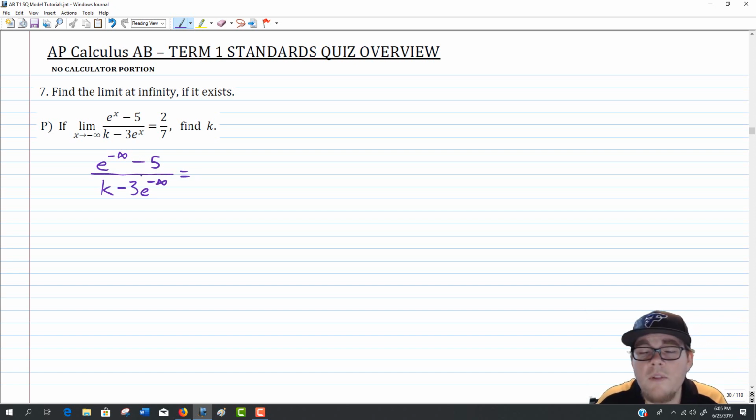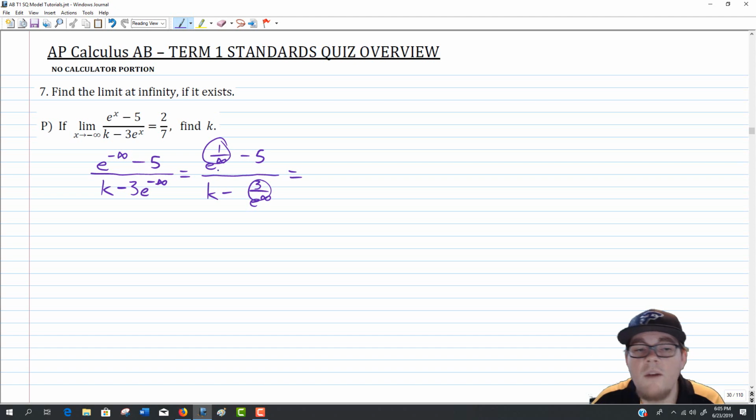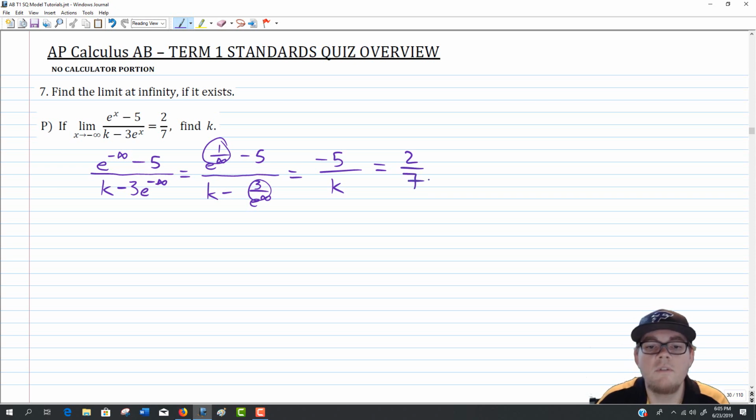Now you might be better prepared for this having done that last problem. This simplifies to 1 over e to the infinity minus 5 divided by k minus 3 over e to the infinity. And with that in mind, we said before that e to the infinity is infinity. So 1 divided by infinity and 3 divided by infinity are both 0. That means that our limit in terms of k is equal to negative 5 over k. And that means our question devolves into solving the equation negative 5 over k equals 2 over 7.